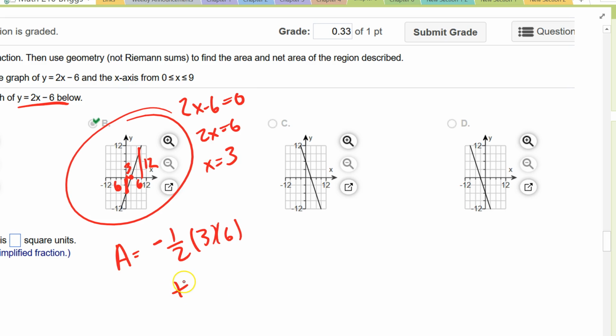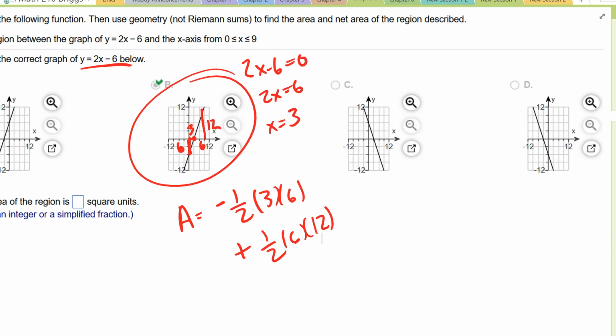Plus 1/2 times 6 times 12, and that's going to be positive, it's above the x-axis. And I end up with minus 9 plus 36. So 36 minus 9 would be 27.